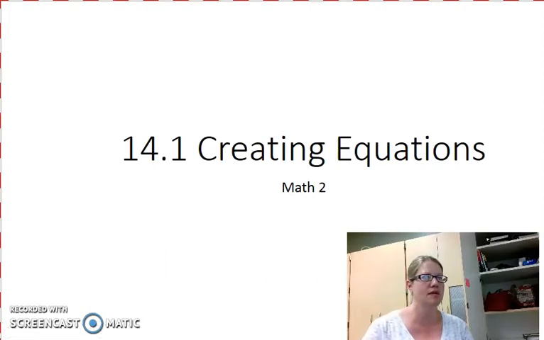All right, we're going to look at 14.1. This is creating equations. So basically what we want to do is go from a mathematical sentence to an English sentence and vice versa. We want to be able to look at a story problem and really understand what's being asked, write an equation to go along with that, and then solve it.